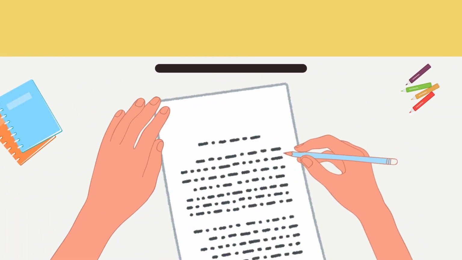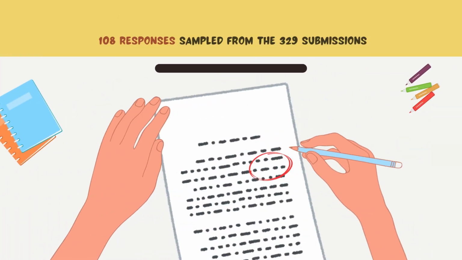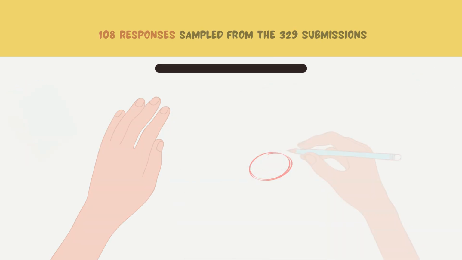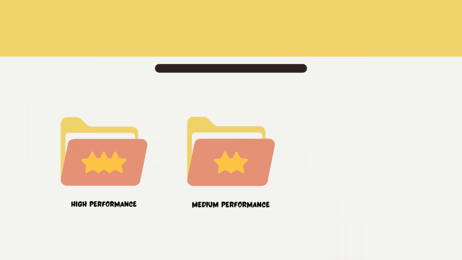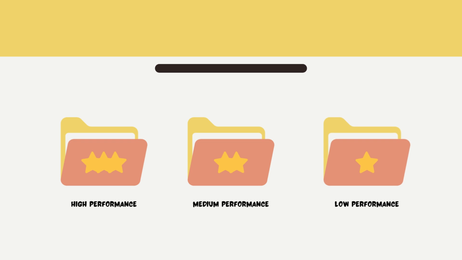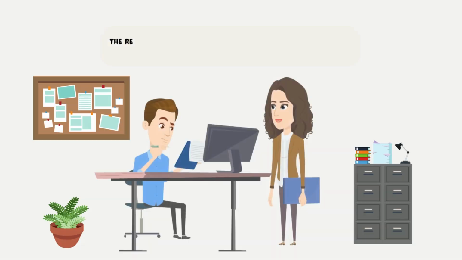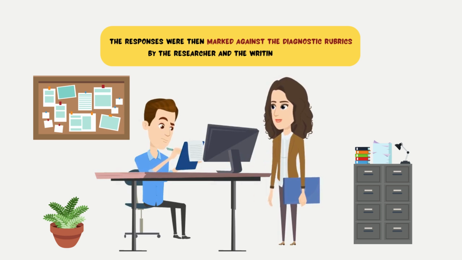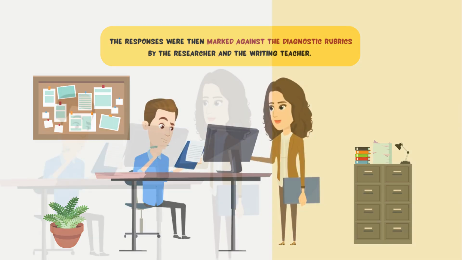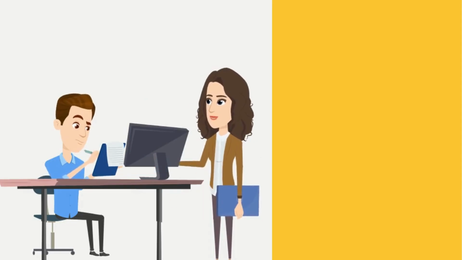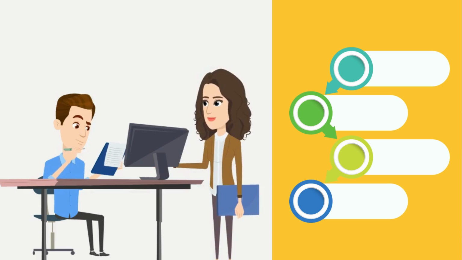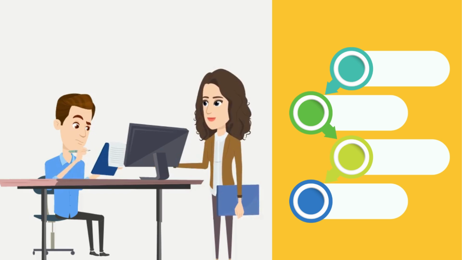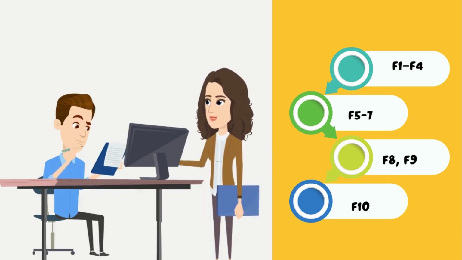Based on the subject teacher's marking, the 108 responses sampled from the 329 submissions were classified into high, medium, and low performance with equal numbers of essays at each level. The responses were then marked against the diagnostic rubrics by the researcher and the writing teacher. Marking was conducted in 3 phases via 4 readings. In each reading, the 2 raters only needed to mark the selected features, which helped raters focus on fewer features at a time.